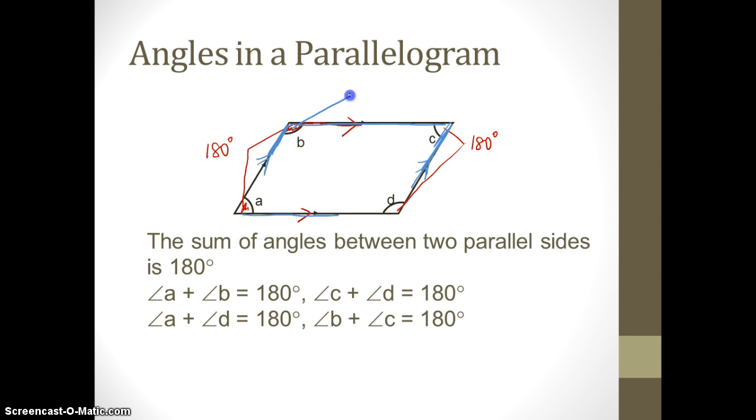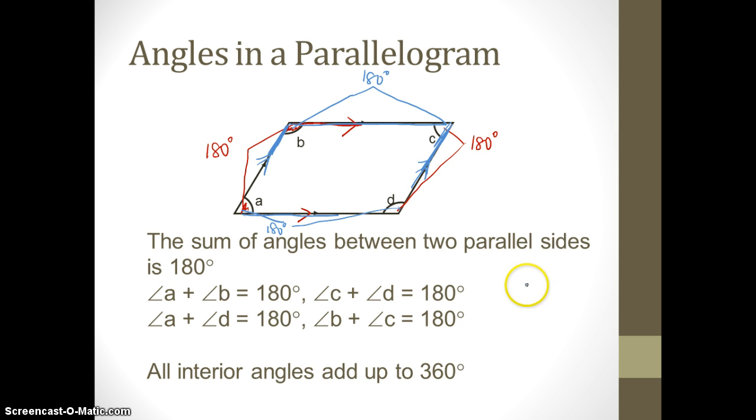Okay, so angle B plus angle C is also 180. Angle A plus angle D is 180 degrees. When we add angle A plus angle B plus angle C plus angle D, it will give us 360 degrees.